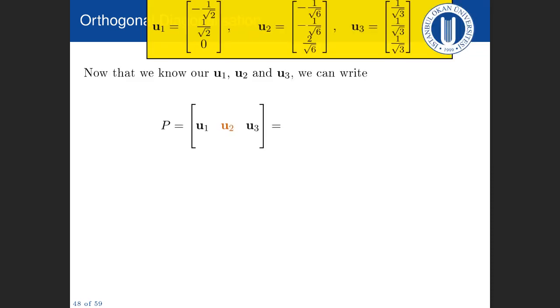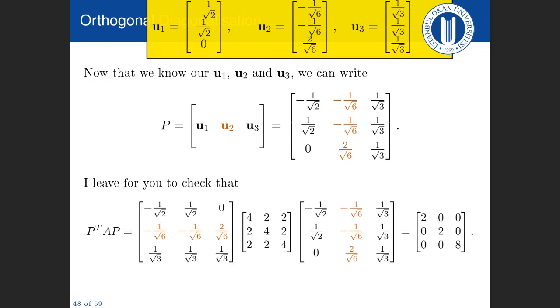Now that we know our U1, our U2, and our U3, we can write down the matrix P, because P is a matrix where the first column is U1, second column is U2, and third column is U3. So we just write the numbers in, and then we've got our matrix P. I leave it for you to check that if we calculate P transpose AP, that's this matrix multiplied by that matrix multiplied by that matrix, we get the diagonal matrix with entries 2, 2, and 8 down the main diagonal. The first two numbers are 2 because we did the eigenspace corresponding to 2 first, and that had 2 eigenvectors. And then the third one is 8 because we've just done the eigenspace corresponding to 8.